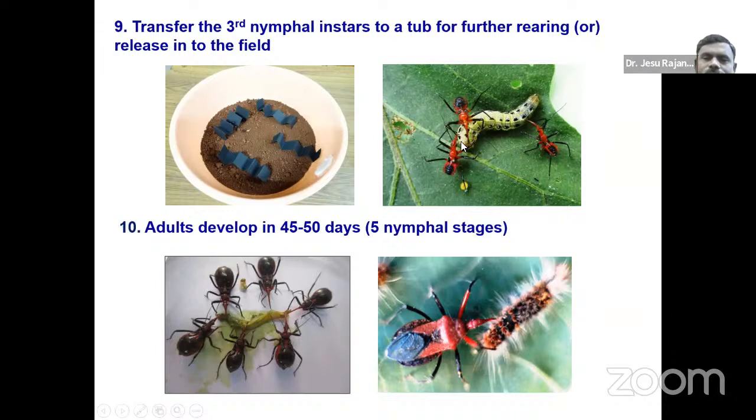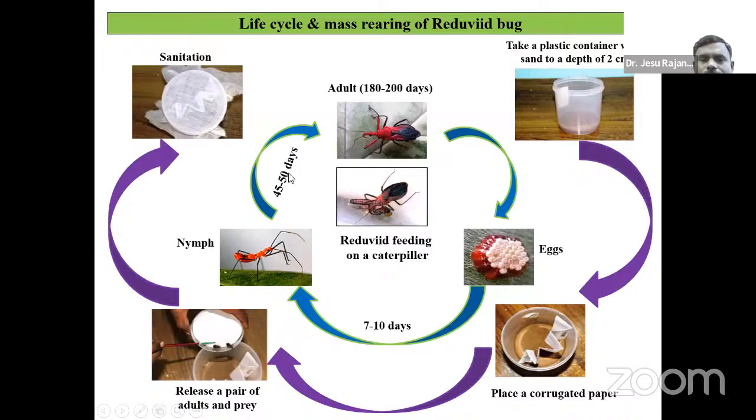The nymphal period is 45 to 50 days. The first 10 days you grow in laboratory condition, then after that, release directly into the field. Whatever is required for further mass production, you grow in laboratory condition. Otherwise, release directly into the field. This is the third nymphal instar, this is the fifth nymphal instar, this is the adult. So this is the life cycle and mass production technique.